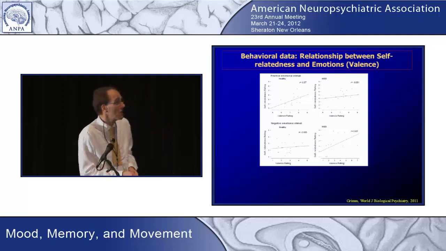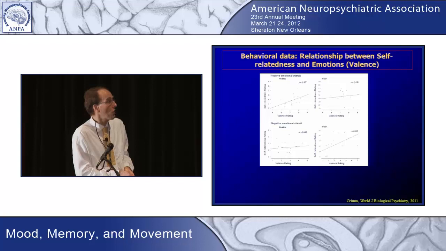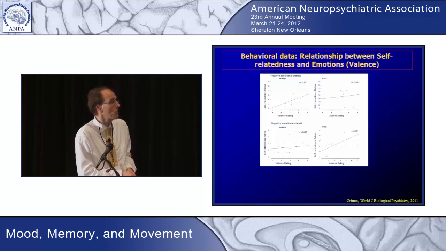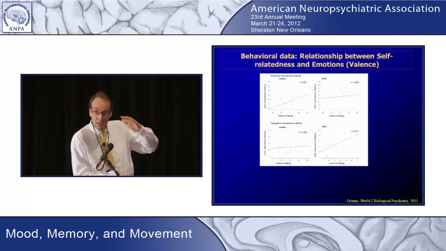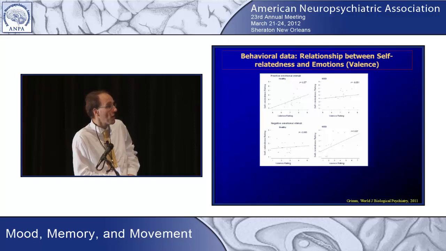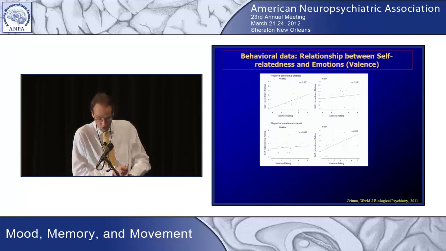But you see in the depressed subject, this is no longer the case. So they no longer modulate. There's no direct relationship between positive emotional valences and the degree of self-reference. So basically, they're indeed stuck. But they modulate the more negative the emotional ratings, the higher degree of self-relatedness. Whereas in negative emotions, the healthy subjects do not show such a relationship.